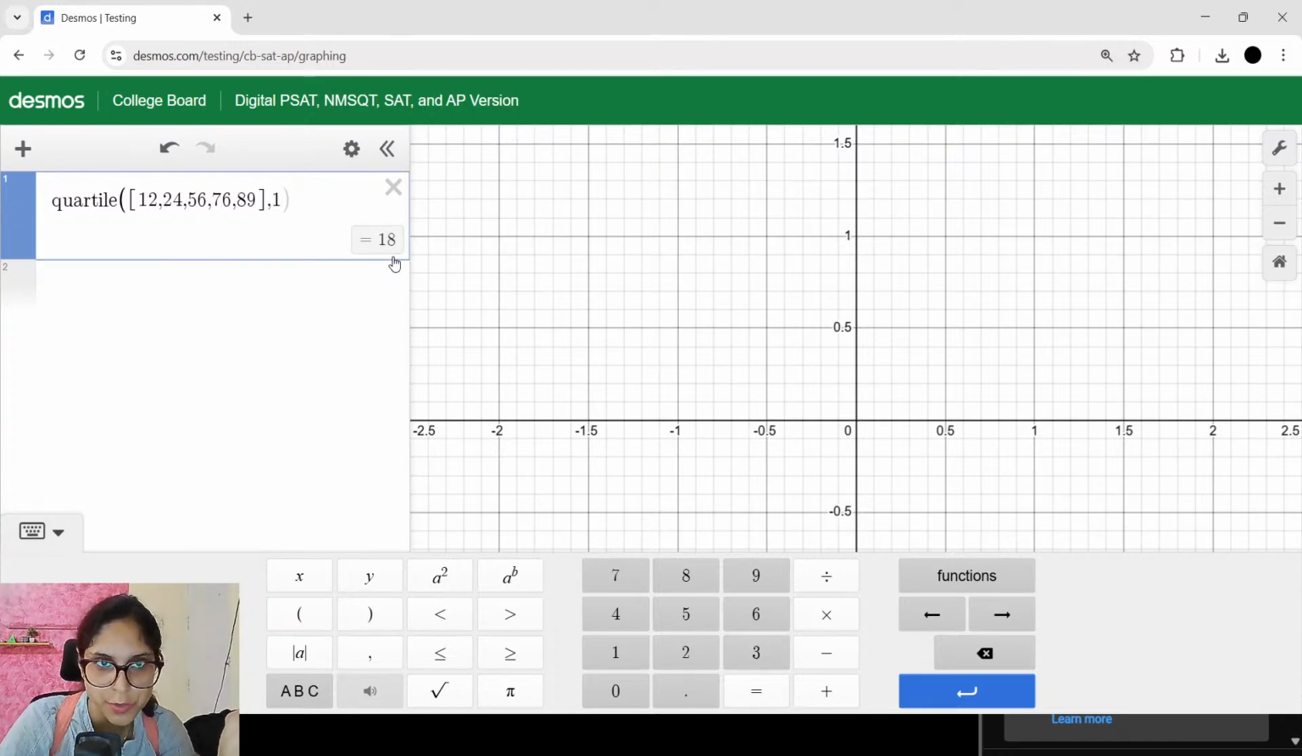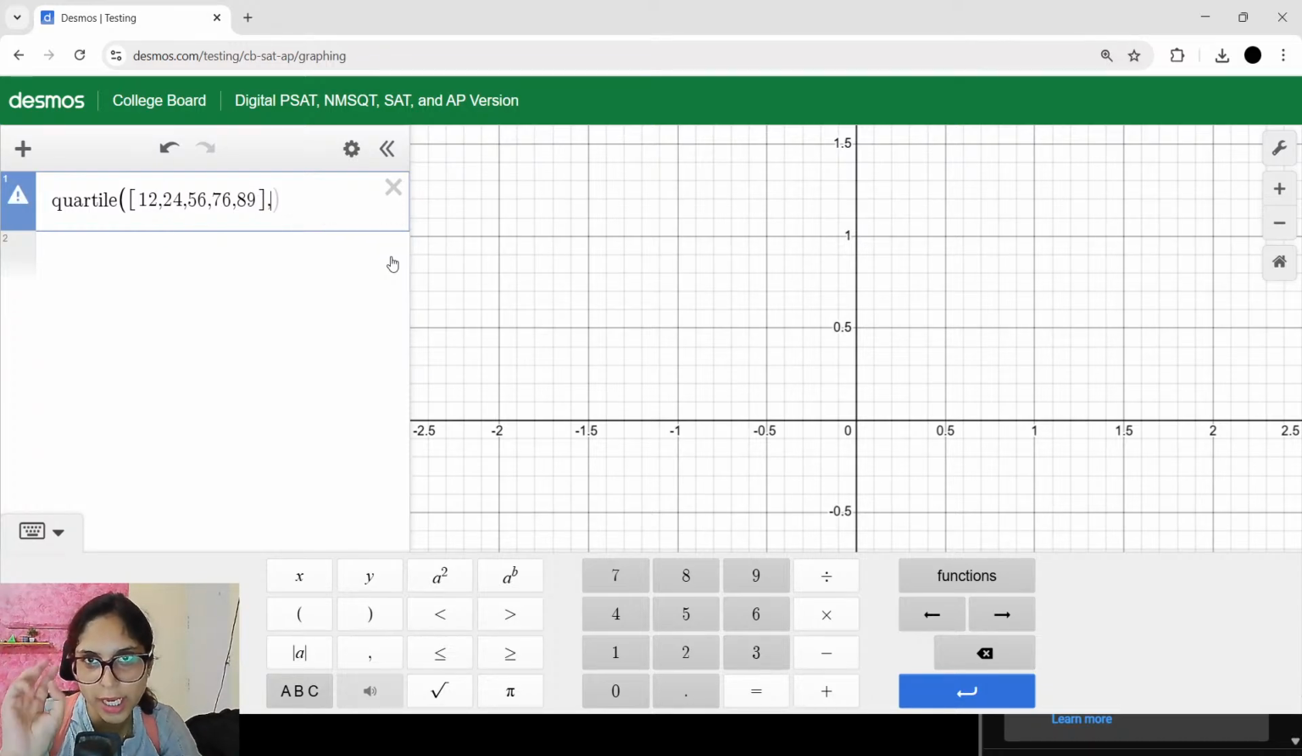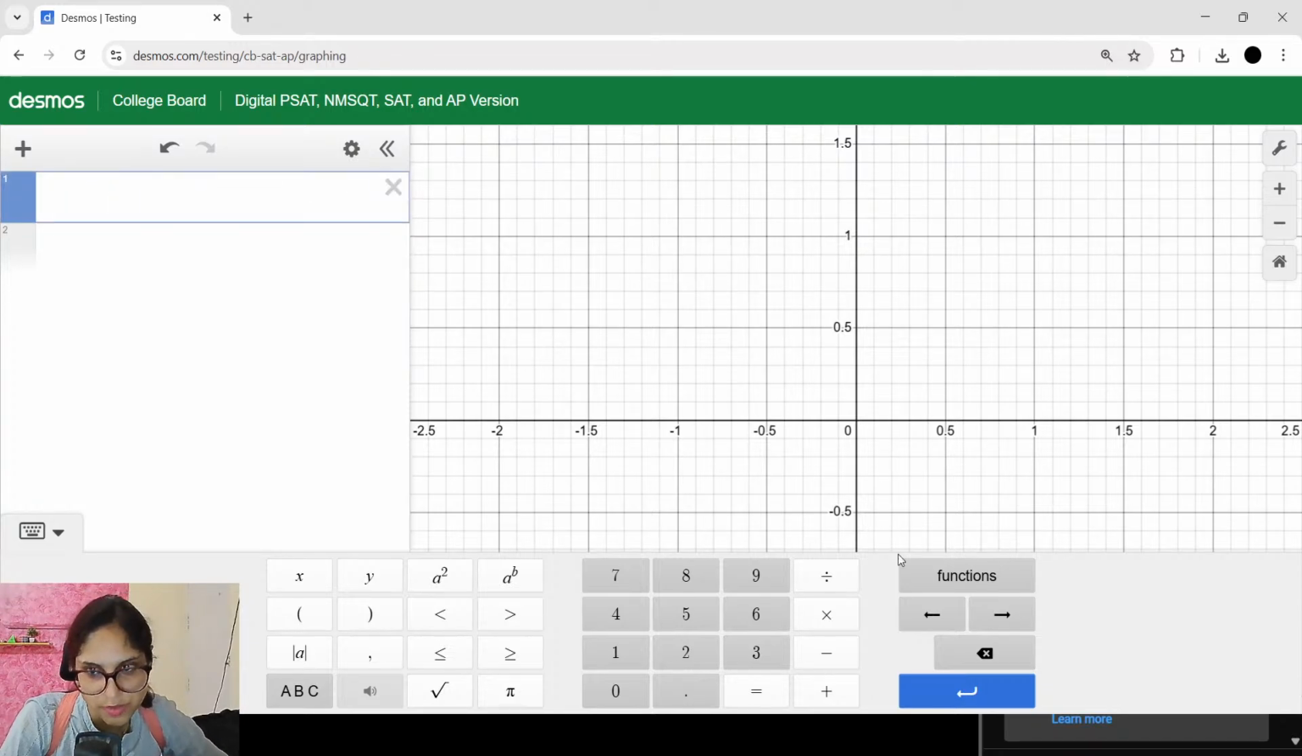For example, if you're looking for first quartile, it is 18. Second quartile is 56. Third quartile is 82.4. If you write 4, it's 89. 5 is undefined. 0 is 12. So 0th quartile means the minimum value. First quartile means the first quartile. Second quartile means the median. Third quartile means the third quartile. And fourth quartile means the greatest value. Okay? If you give any other value, it will give you undefined. Because it does not exist, you only have minimum, first quartile. So minimum is 0. First quartile is 1. Second quartile, or median, is 2. Third quartile is 3. And your maximum is 4. So this is how you can get your quartiles as well.